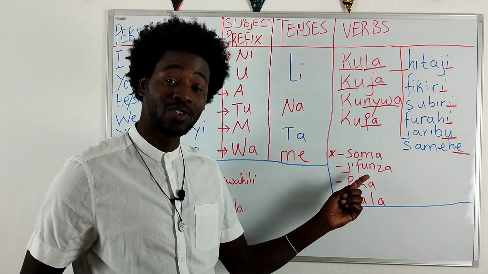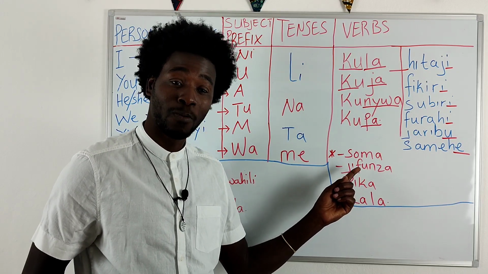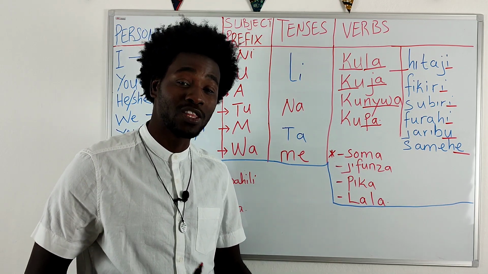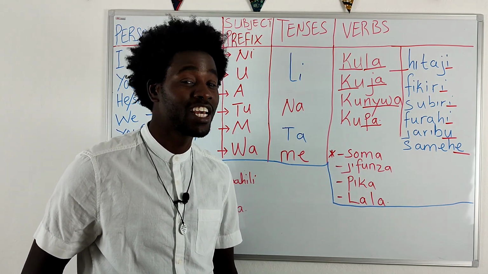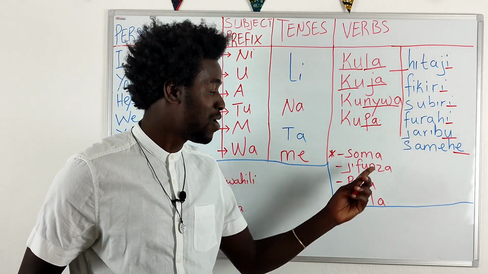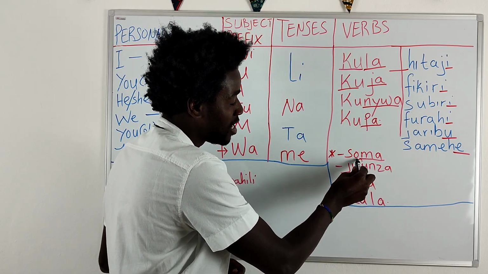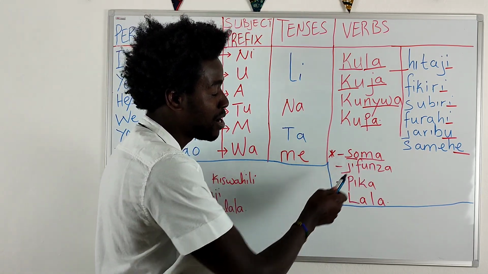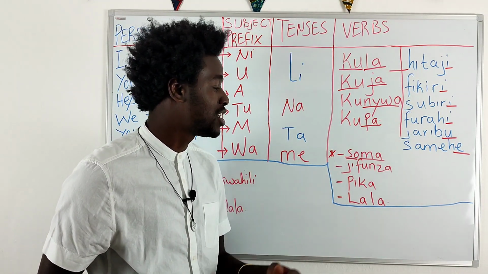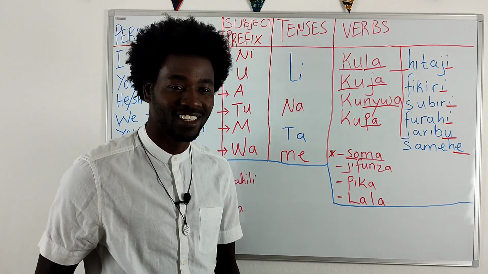But it is different with these non-monosyllabic verbs, the ones which have more than one syllable. These ones can stand by themselves without the infinitive ku, and still they make sense. Still, they give you the meaning. Number one is soma. You see here, there is one syllable and a second syllable. So soma means read, and with the infinitive it will be kusoma, which is to read.